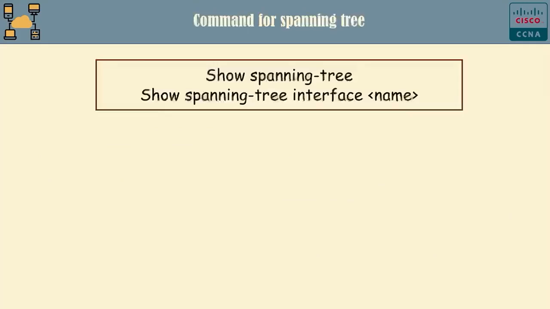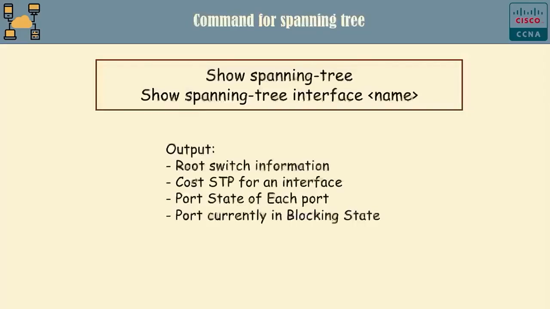Regarding commands for spanning tree, here are these commands. With these commands, they will show the output: root switch information, cost STP for an interface, port state of each port, and ports currently in blocking state.